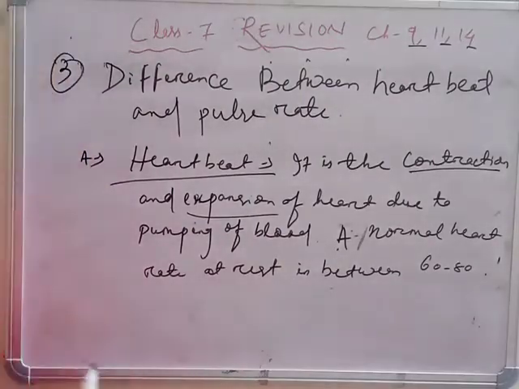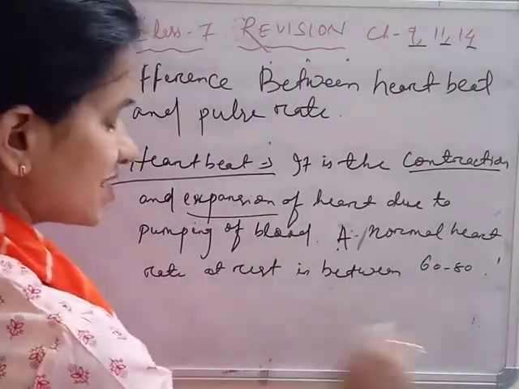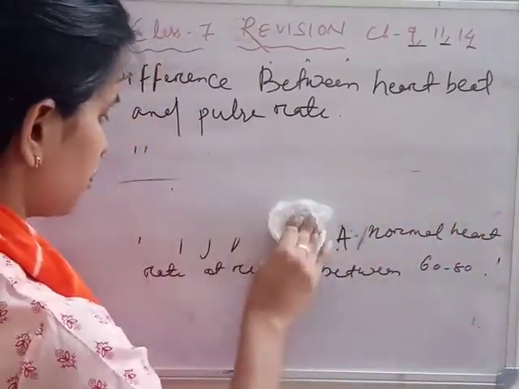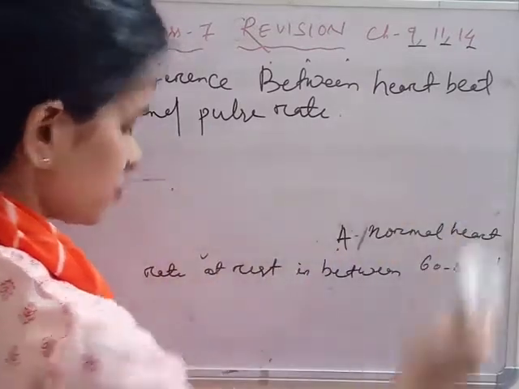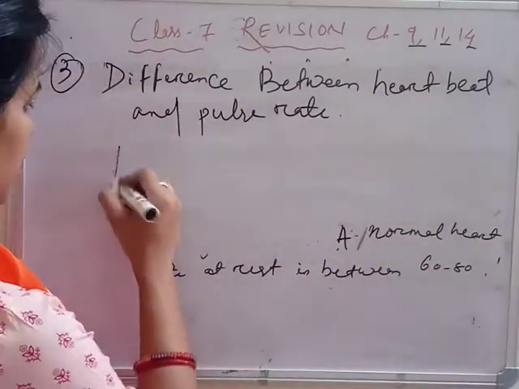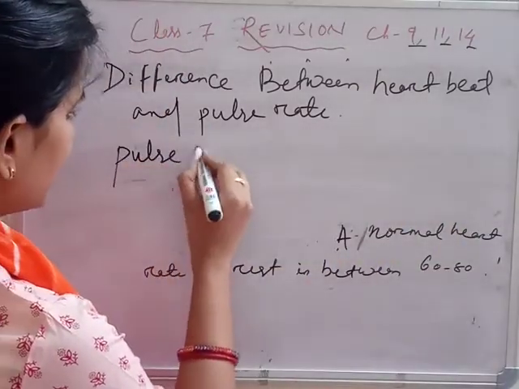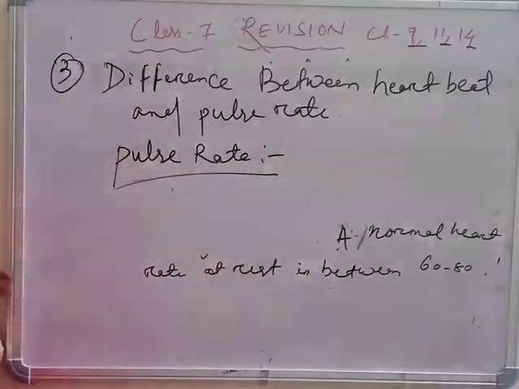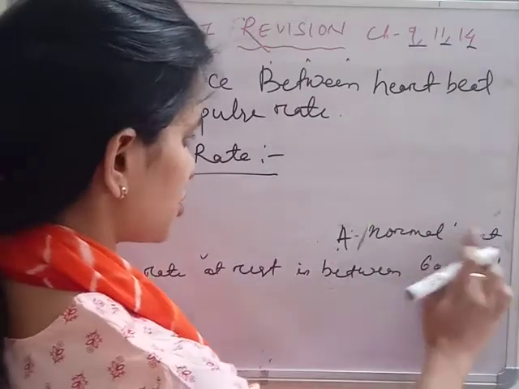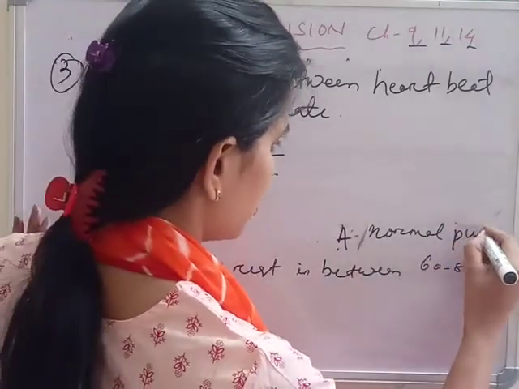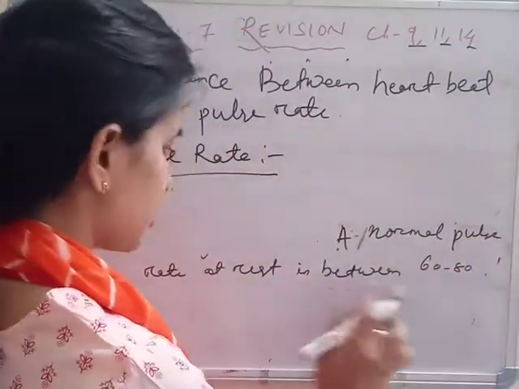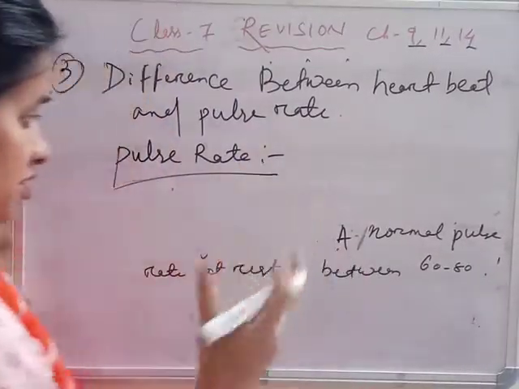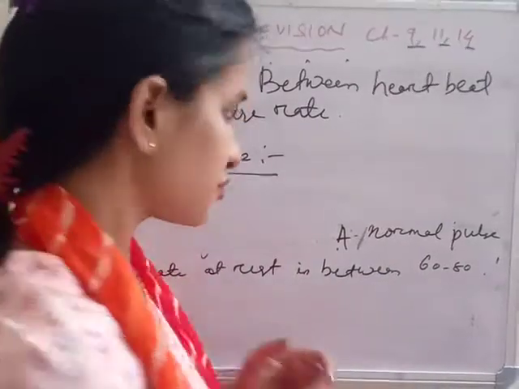So what is pulse rate? A normal pulse rate at rest is between 60 to 80. It is the same. But what is pulse rate, if you could define it?